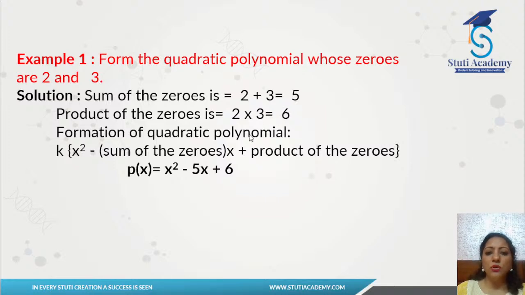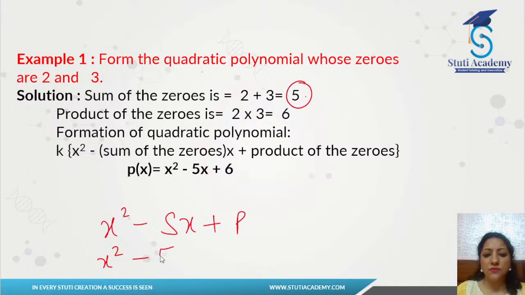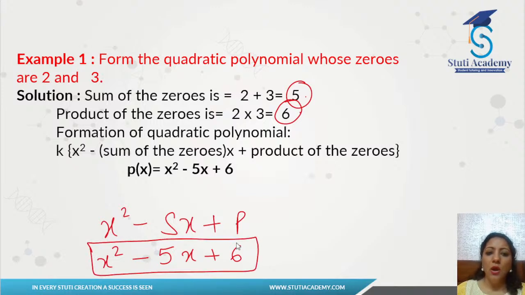So the quadratic polynomial is k times, you can either write k times, and even if you don't write it, that's okay, x square minus sum of the zeros times x plus the product of the zeros. So that is x square minus, sum is 5, so I've replaced s by 5, x plus, product of the zeros is 6, so I'm going to replace the product by 6. This is the required quadratic polynomial.